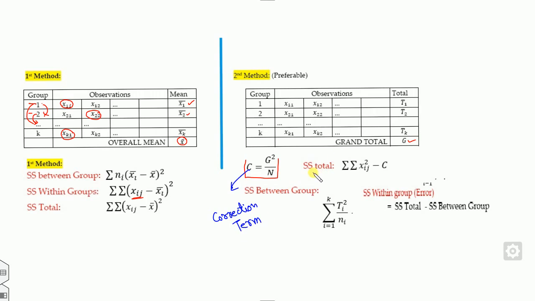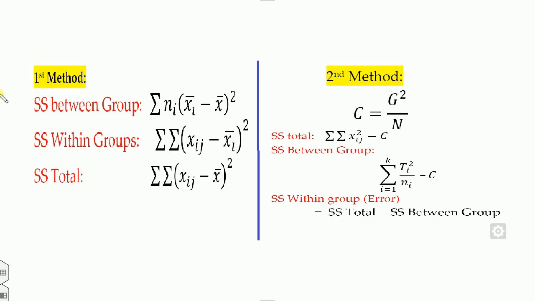Firstly, calculate the total, that is the sum of this quantity squared, this quantity squared, and so on, summation of all, minus this C number. The sum of squares between the groups you can calculate as Ti square divided by the number of elements in the first row, plus Ti square divided by the number of elements in the second row, and so on, minus C. The error you can calculate as the difference between them. Okay, so I just quickly summarize these steps here.